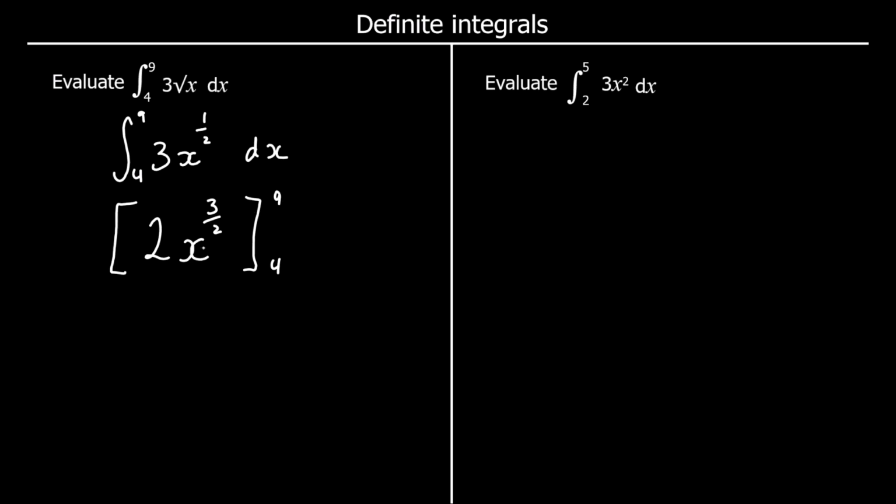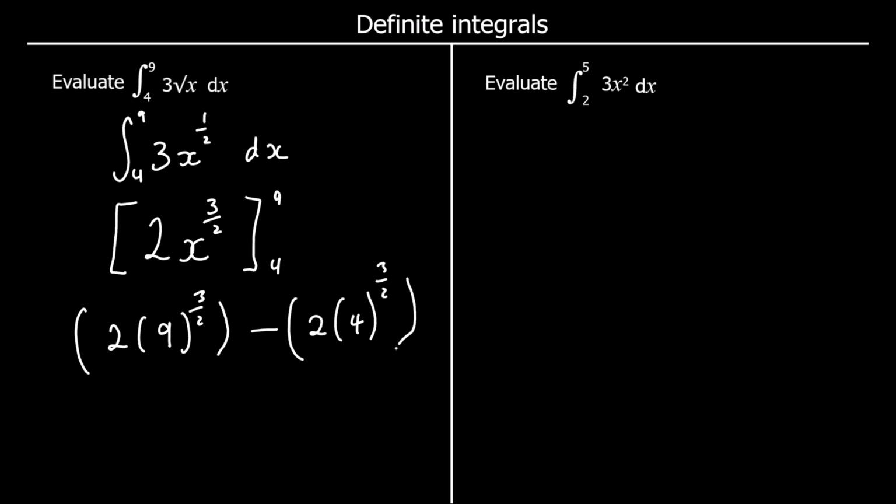Now I'm going to substitute in 9, substitute in 4, and put a minus between them. So it's going to be 2 times 9 to the power of 3 over 2, take away 2 times 4 to the power of 3 over 2. And then you could just type this into the calculator. Actually, the calculator will answer this question for us as well. But let's work it out.